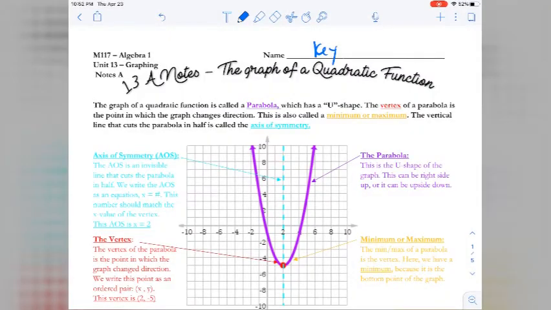Good morning. Today we're going to be starting with chapter 13, and this chapter deals with graphing quadratics.